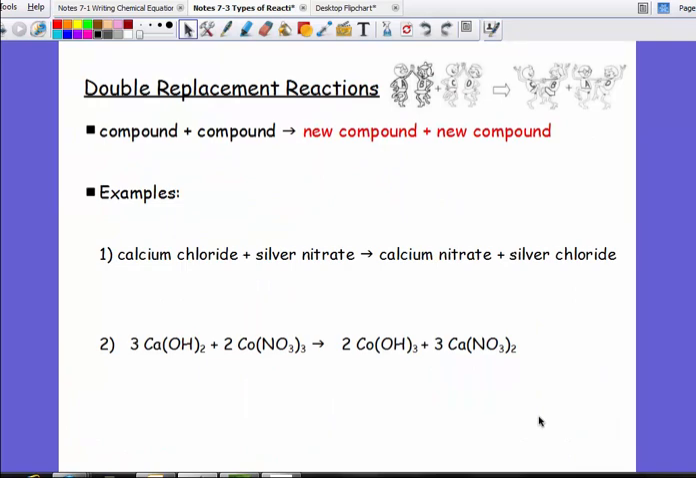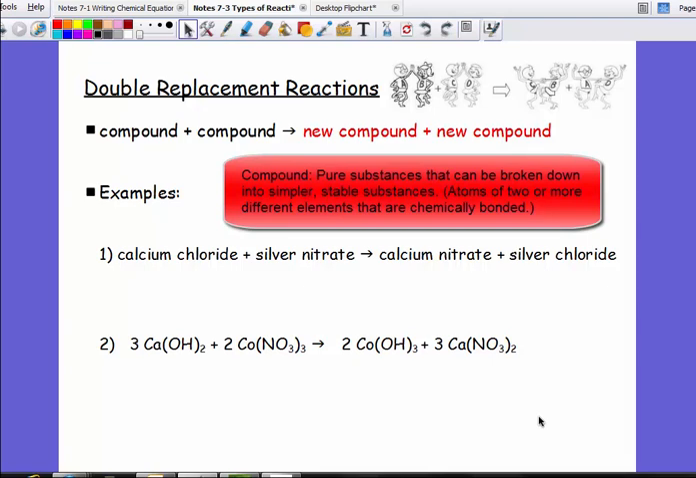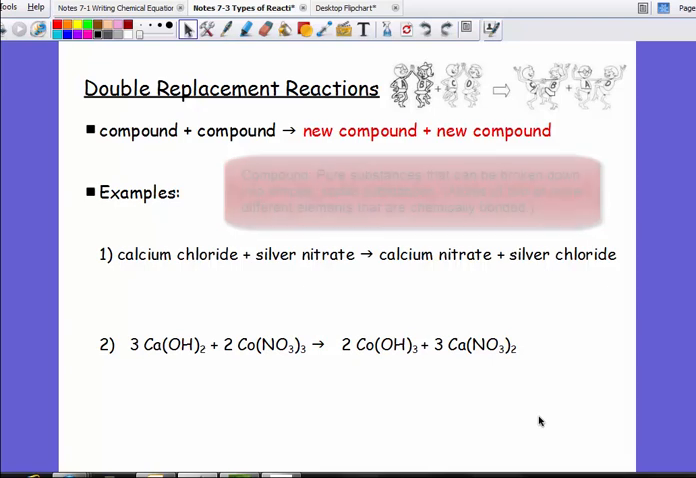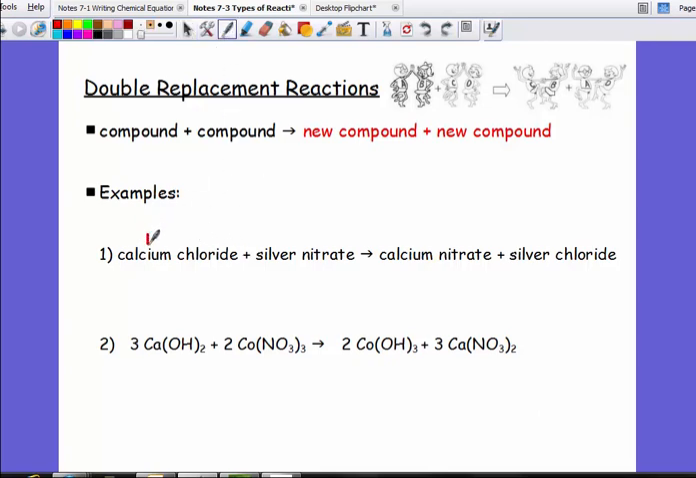In a double replacement reaction, we start with two different compounds. Compounds are just two or more different atoms that are chemically bonded together, and we wind up with two new compounds. The examples that I have there, I have calcium chloride and silver nitrate, and what's going to happen is they're just going to switch partners. Remember that calcium's the positive ion, chloride's the negative ion. In the second compound, silver's the positive ion and nitrate is the negative ion. So when they switch partners, silver gets together with chloride and calcium gets together with nitrate.